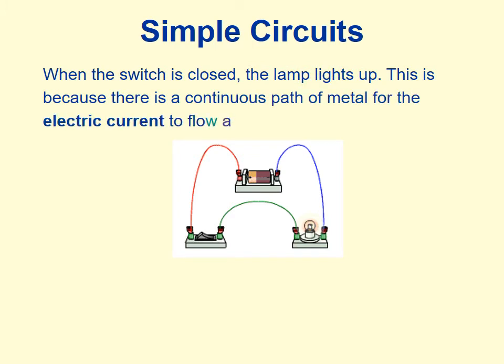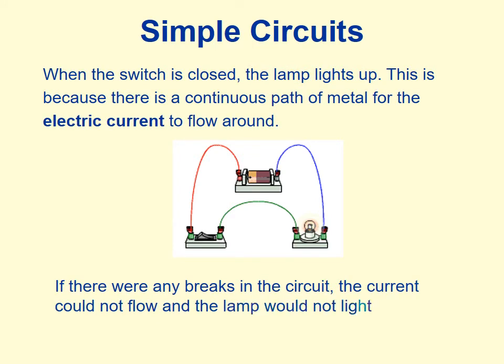When the switch is closed, the lamp lights up. Now this is because there is a continuous path of metal for the electric current to flow around, and remember, the electric current is made up of electrons, microscopic charges. Now if there were any breaks in that circuit, the current would not flow and therefore the lamp would not light. So remember, the electrons or electric current needs a continuous path.